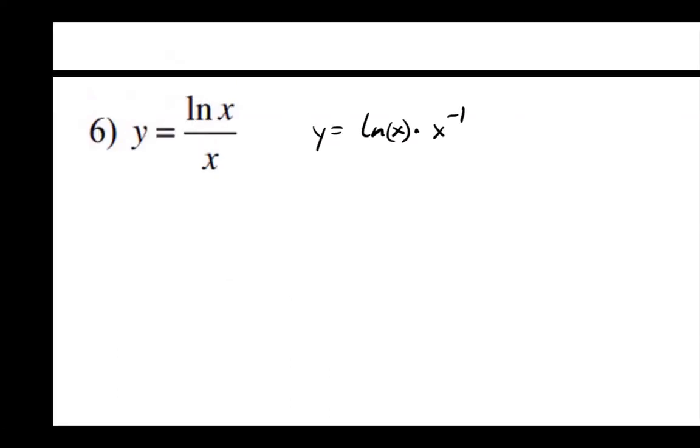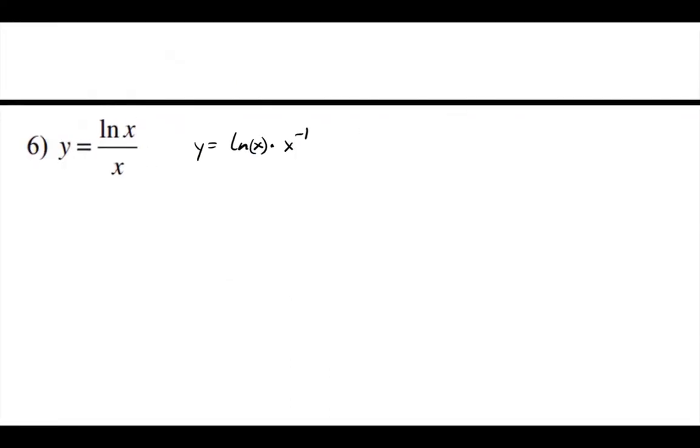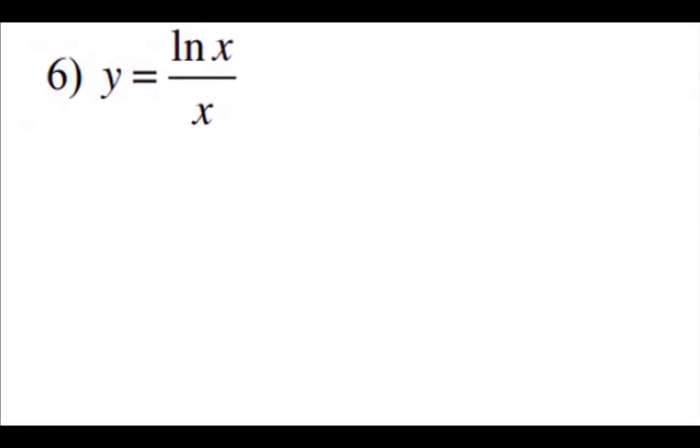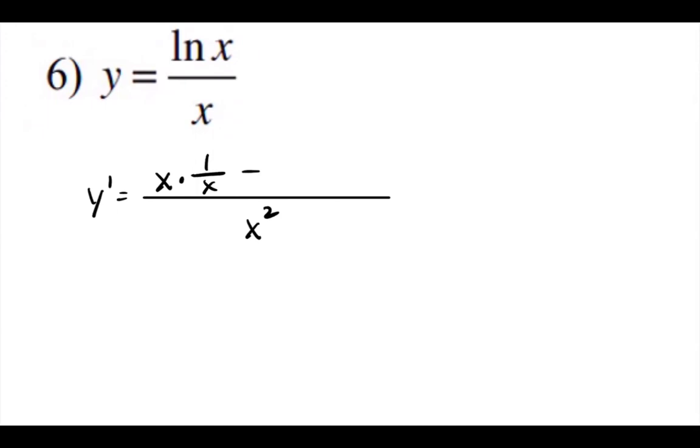I'll do it both ways just to show you, you get the same answer. You only have to do it once, but I'll do it both ways. Okay, bottom squared, low times the derivative of high minus high times the derivative of low.